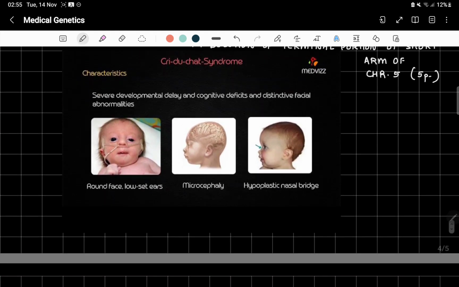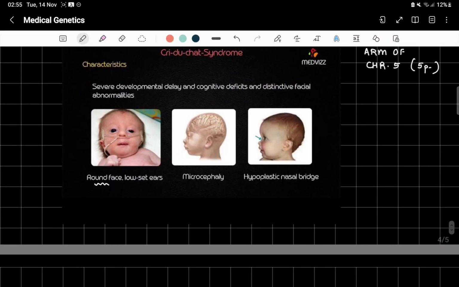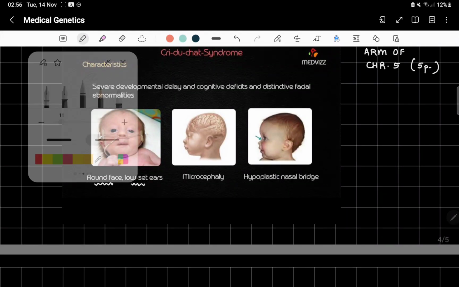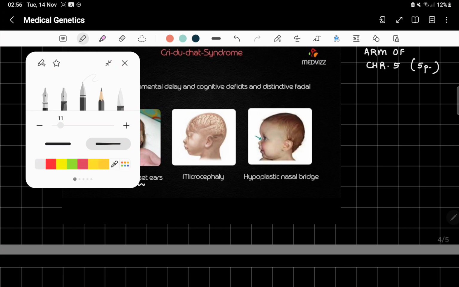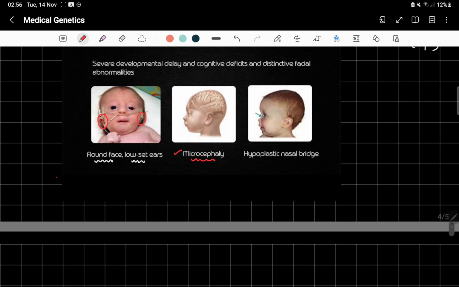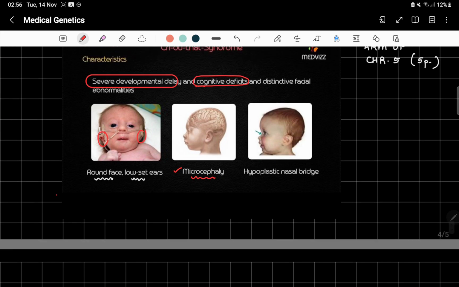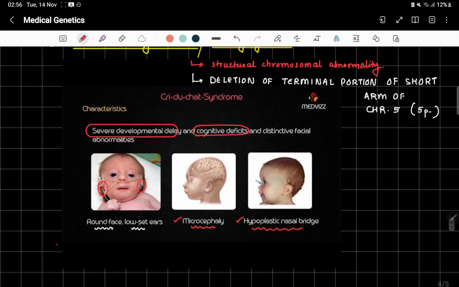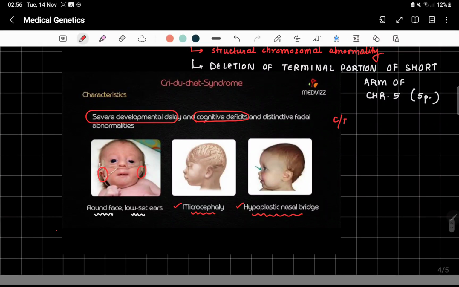Okay, so what are the clinical features? You can see a round face. The ears are low set. You can observe in the subject that the subject has low set ears. Microcephaly, the brain development is retarded. Severe developmental delays and cognitive deficits have occurred. It is due to the microcephaly only. And facial abnormalities also, like hypoplastic nasal bridge, the low set nasal bridge. So you can write clinical features.